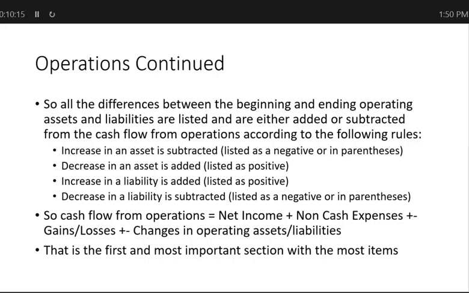You can try to memorize those. You can just keep those on a card, whatever. All you really have to do is remember one of them, and then you can figure out the others. So if you remember the increase in asset is subtracted, then you know that a decrease in asset is added. You know then that an increase in liability is added because the liabilities are opposite of assets. And then once you know that, you know about the decrease in liability. So it's not that hard to memorize.